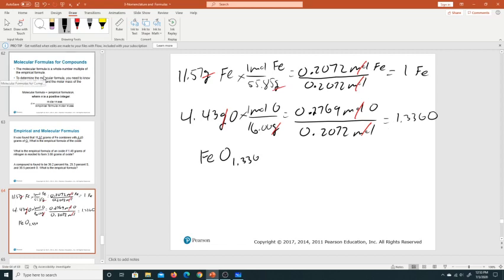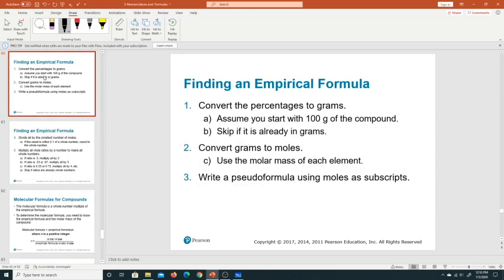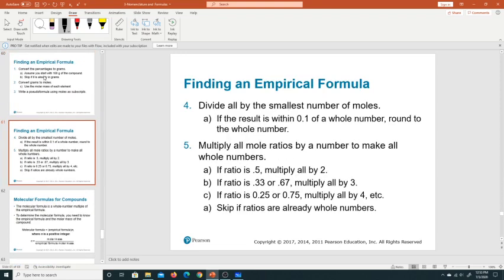Now, if I go back to my slides here, that's where it talks about the pseudo formula with unit subscripts. That's what we just did. We're at step number 4. We divided by the smallest and we got something. Now our numbers are not convenient. You can't have 0.336 of an atom.